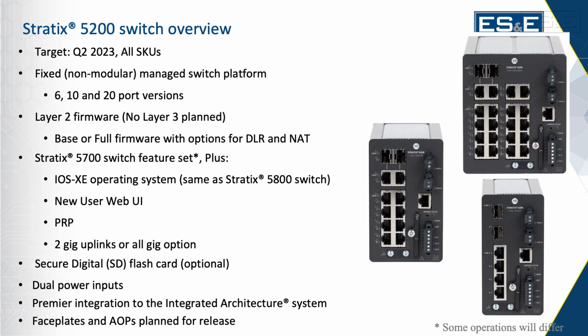Layer 2 firmware only on the 5700s, whereas on the 5200s you can get Layer 2 or Layer 3. So you can have the capability of doing Layer 3 routing on the 5200 where you're not going to be able to on the 5700. Also on the 5200s you can have just the standard, like you have on the 5700, two gig uplinks, or you can have an all-gig option, which is great because you don't have that now on the 5700s. The faceplates and the AOPs are planned for release. So we'll just give you an overview of a little bit of the features.